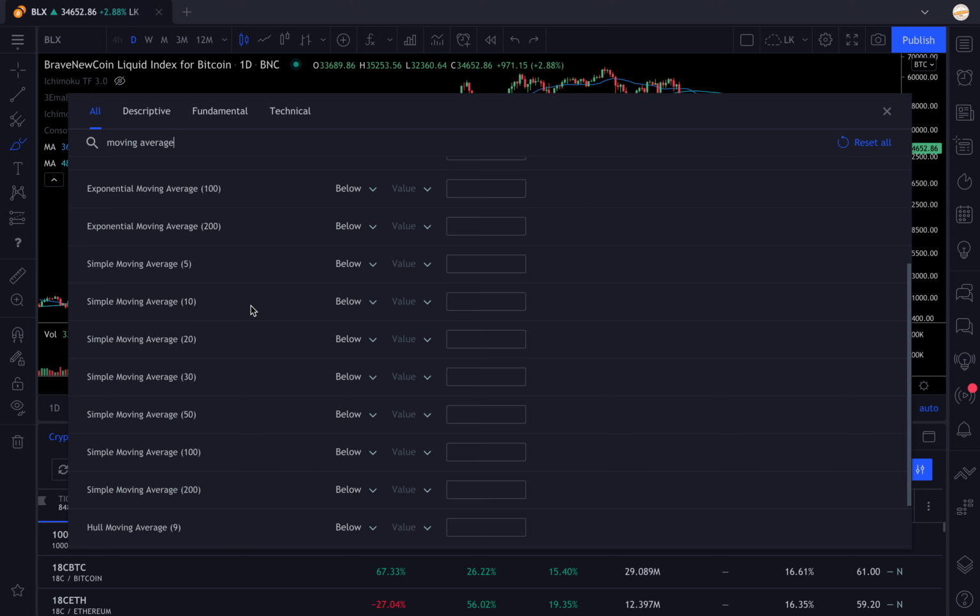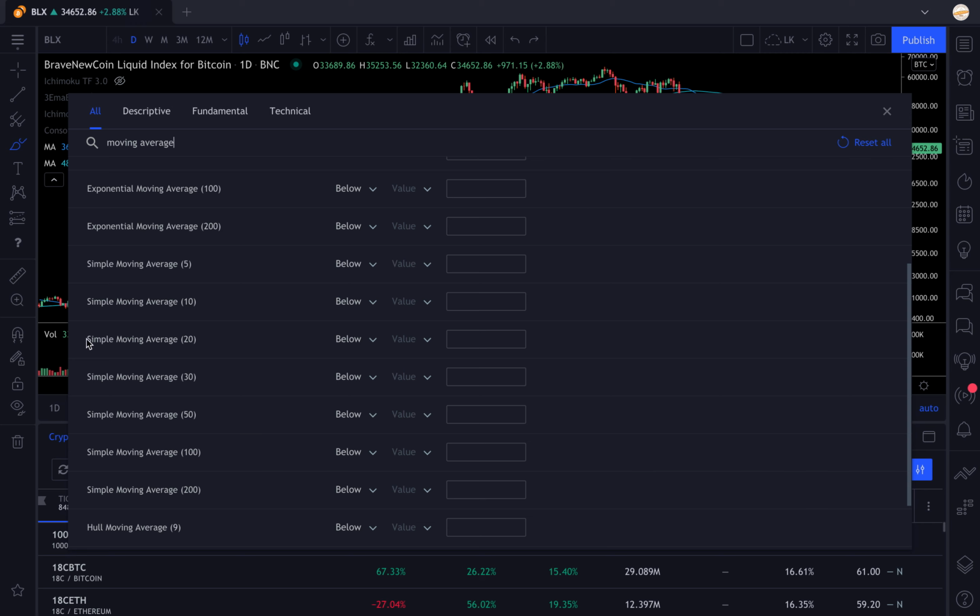I mean, we can do it in future videos. You just really have to know that the simple gives all the prices the same weight, and the exponential gives more weight to the price close to the actual candle than it gives to the price far from the actual candle. That's not what we want right now.